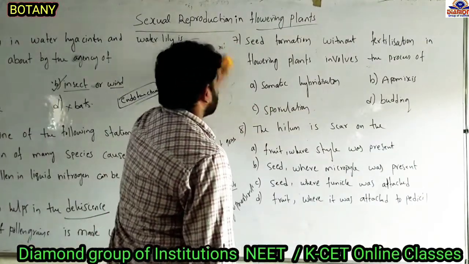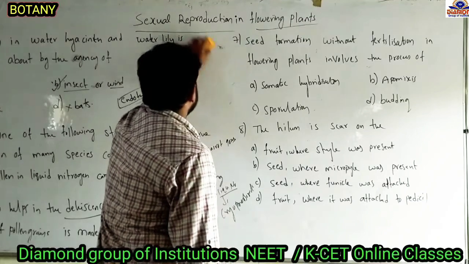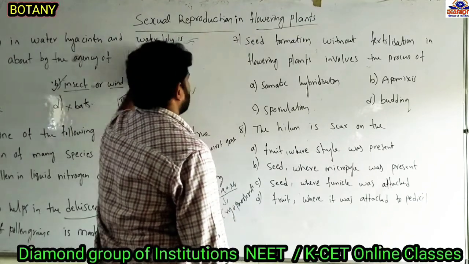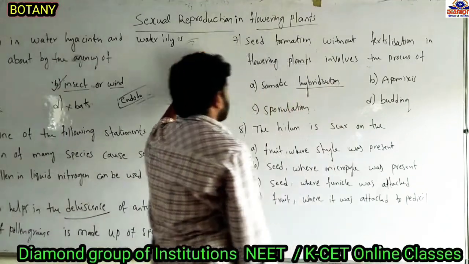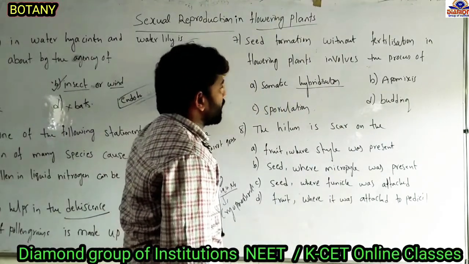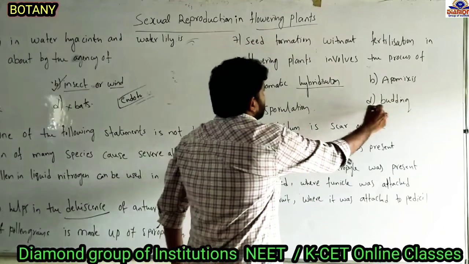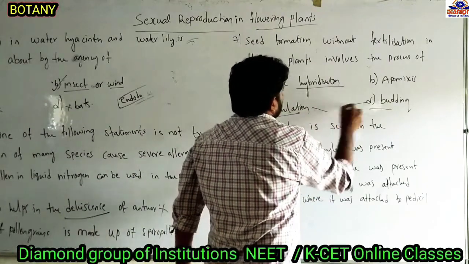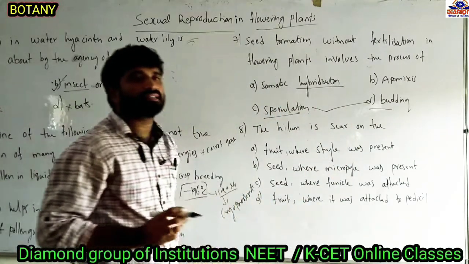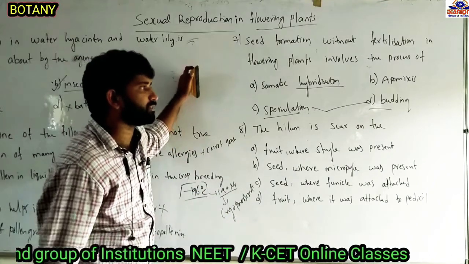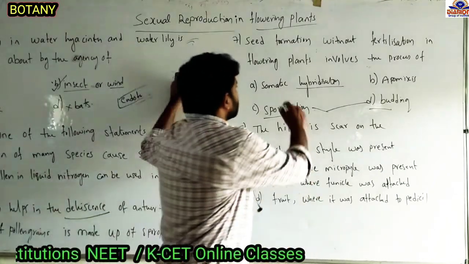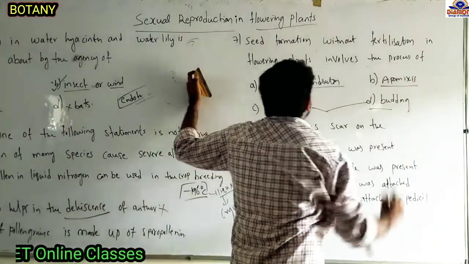The next question: seed formation without fertilization in flowering plants involves the process of. The options are given as somatic hybridization, apomixis, sporulation, budding. Budding and sporulation are processes of asexual reproduction. They are not involved in seed formation. They are not related to the seed.